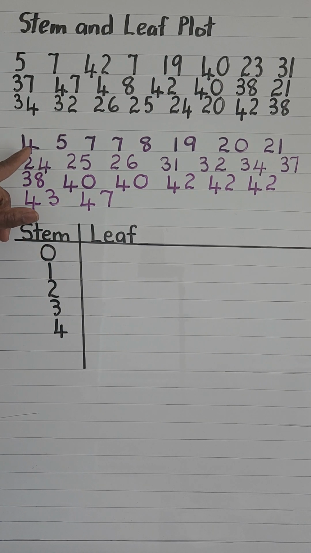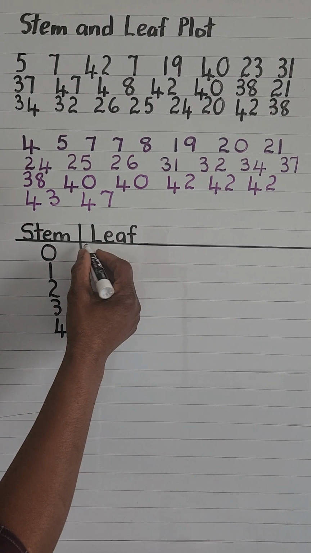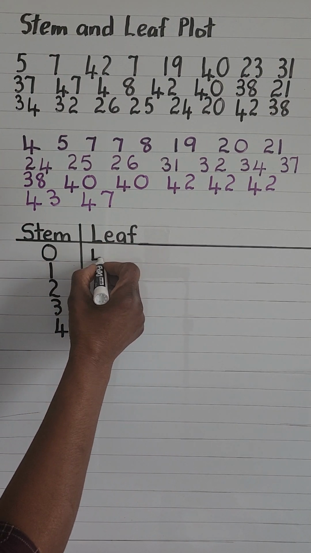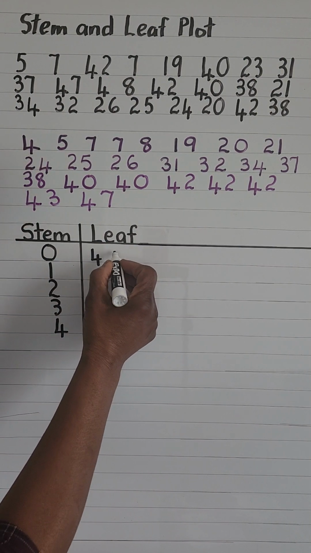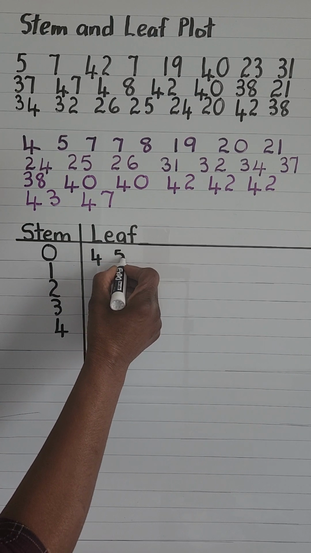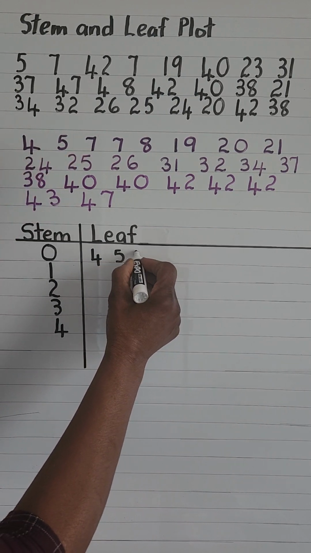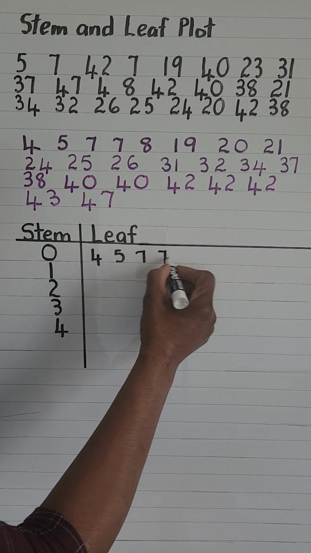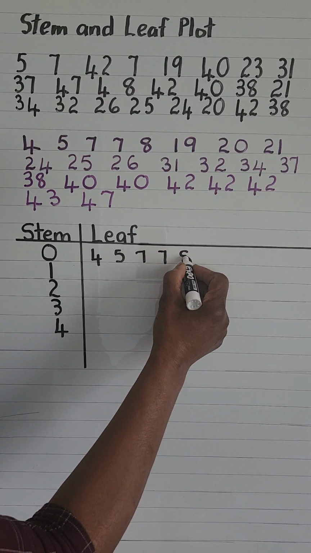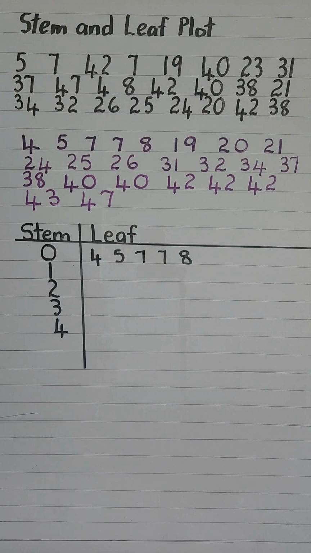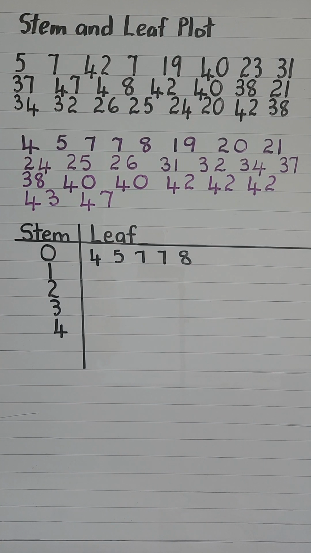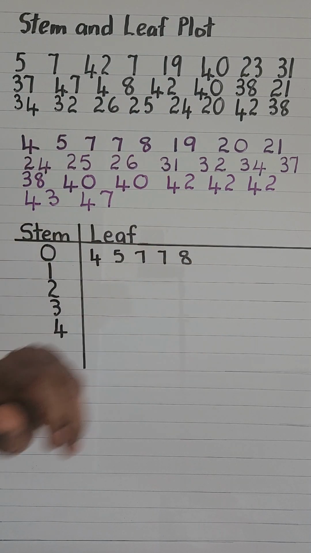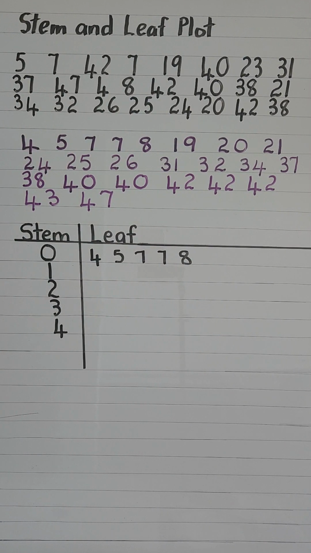The numbers that follow the leading value are the leaf. So here we have a 4. So we'll put a 4 right here. We have a 5. We have a 7. We have another 7. And we have an 8. And you see, this is why it is very important, and it is very easy for us to just arrange the numbers in ascending order.